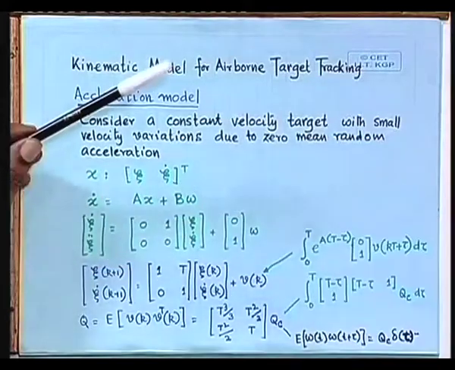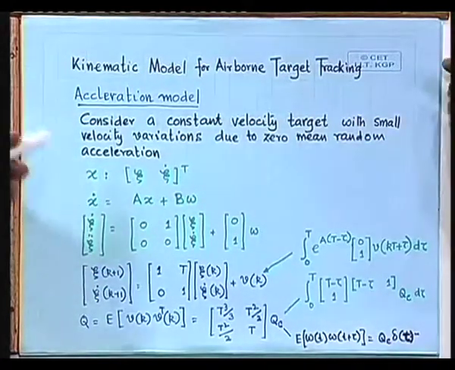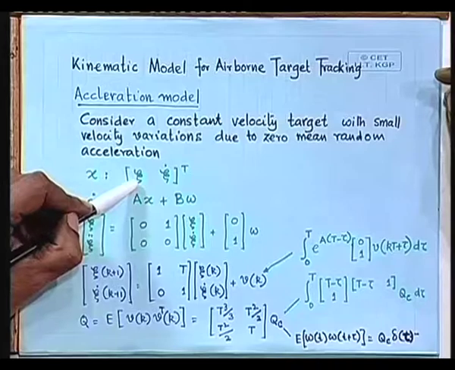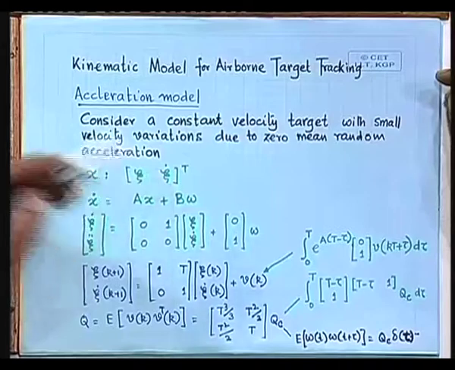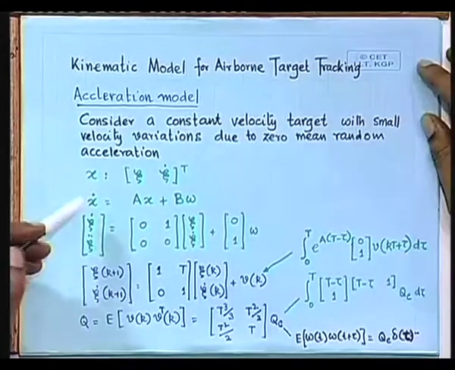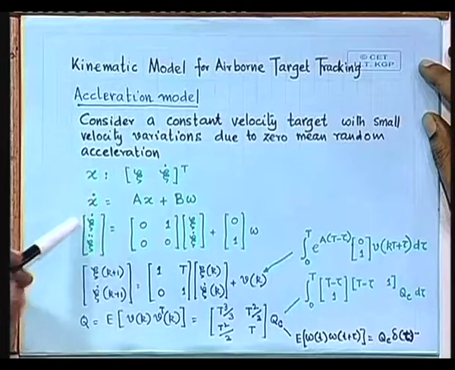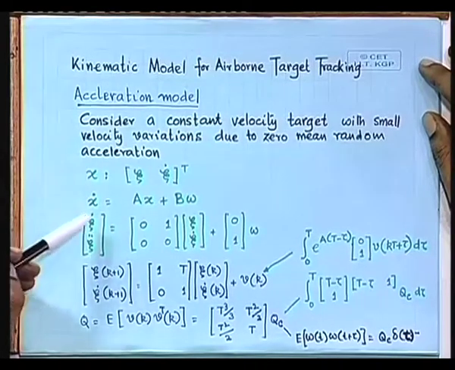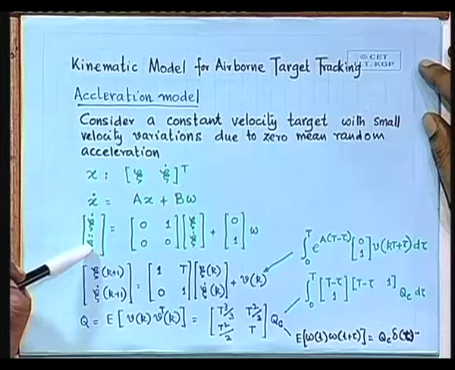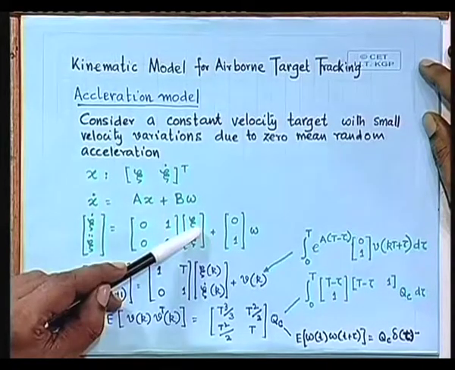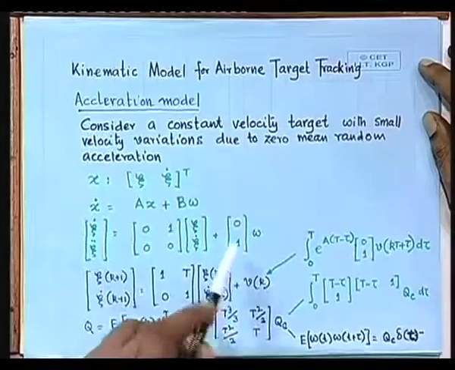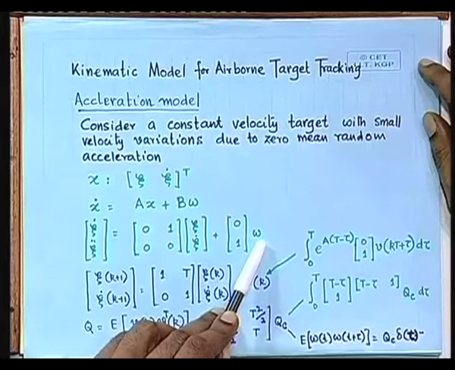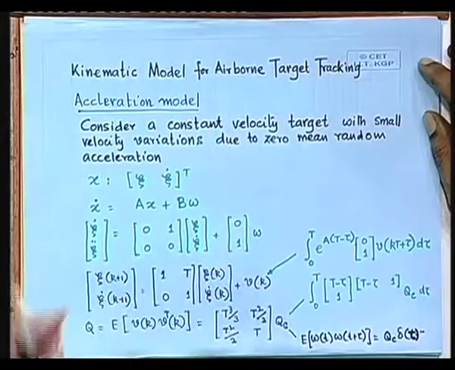If we try to model the kinematics of such a system, then we can define as state the position and the velocity, xi and xi dot. Then we can write this state space equation in continuous time: x dot, which is xi dot and xi double dot, is equal to Ax plus Bu. So xi dot is equal to xi dot, therefore this is 1, and xi double dot is that random acceleration component. So this is my A matrix, this is my B matrix in continuous time.